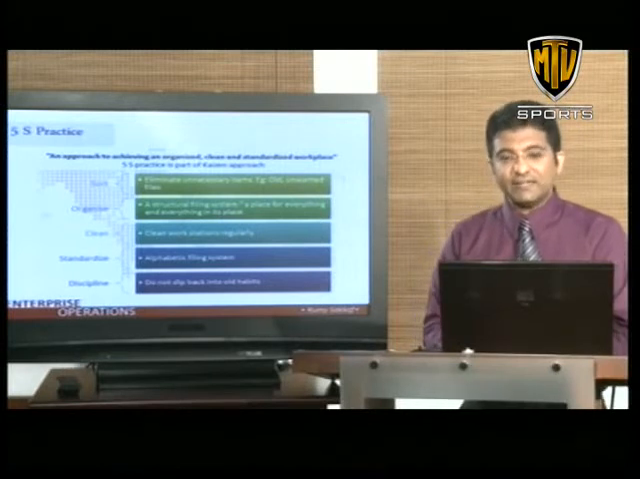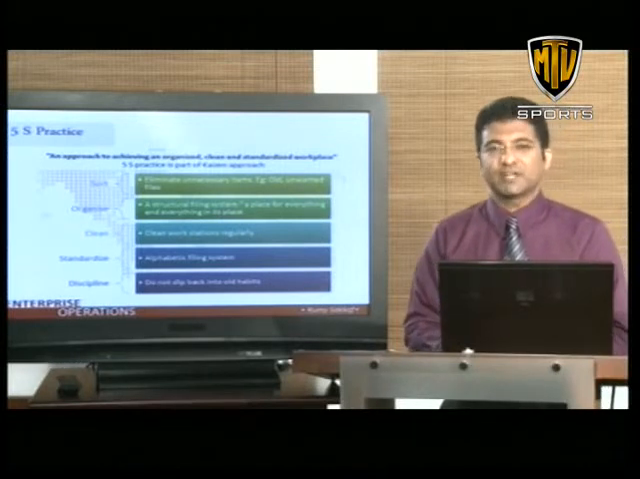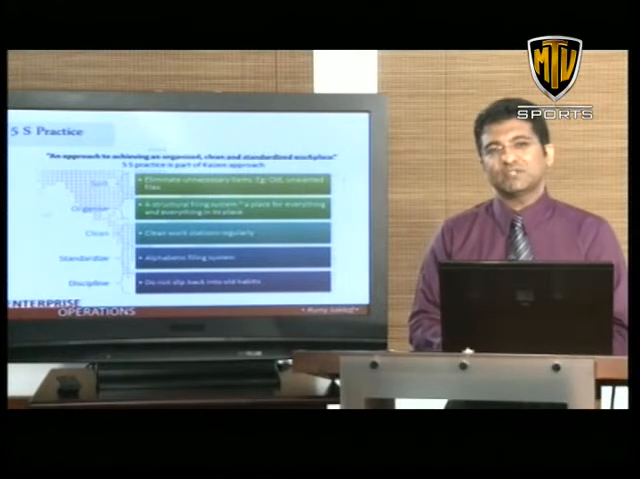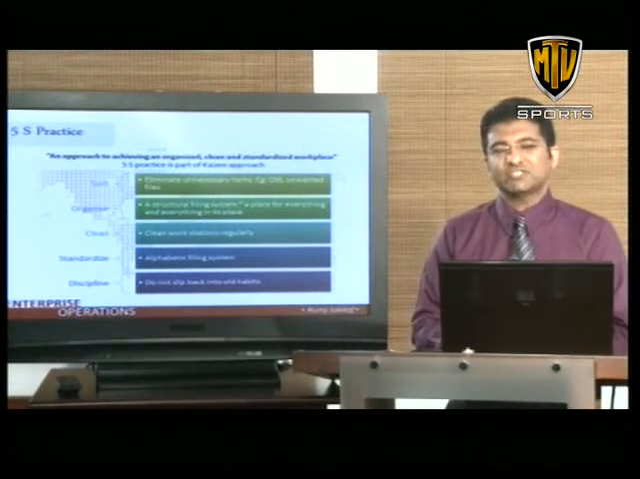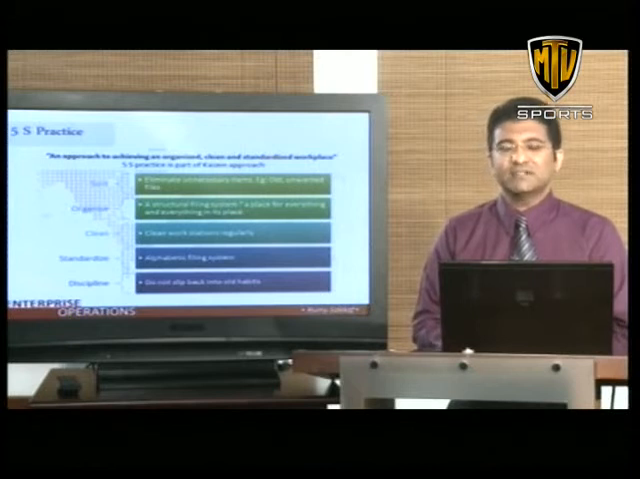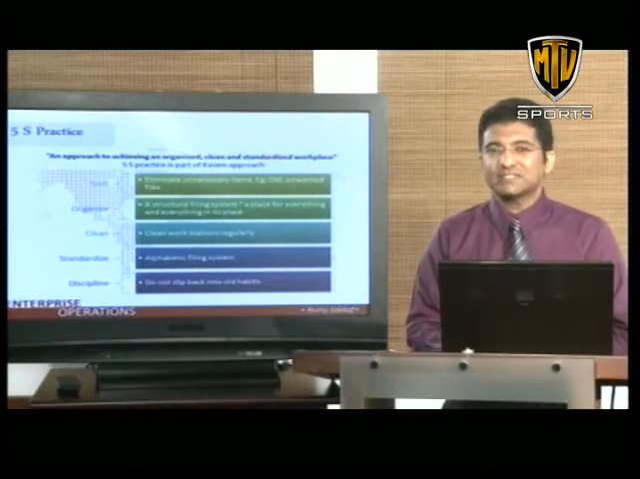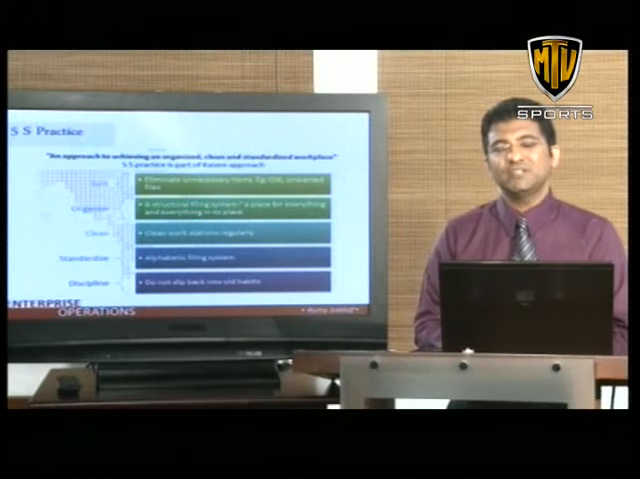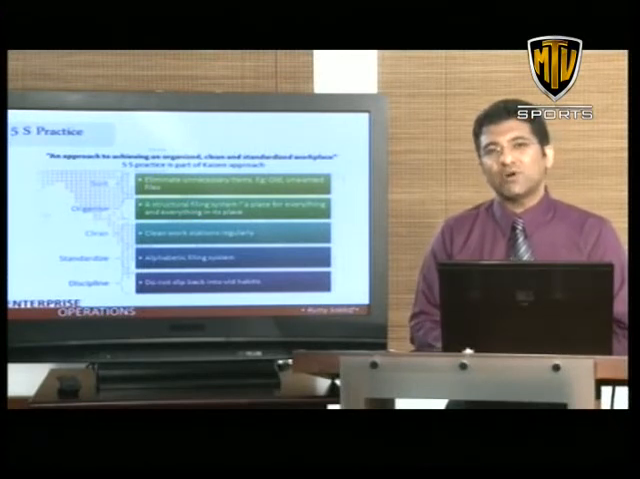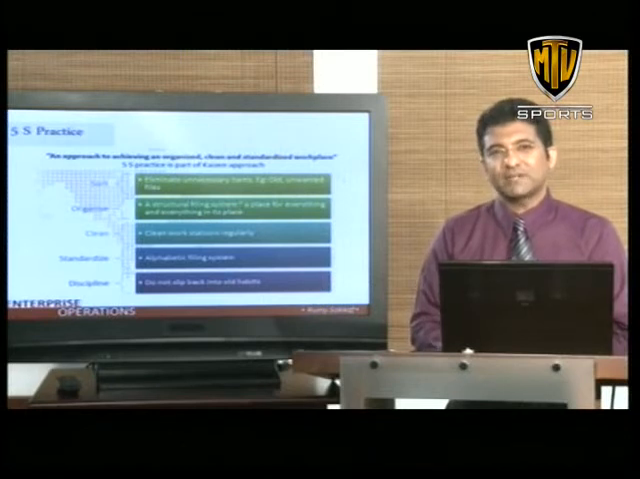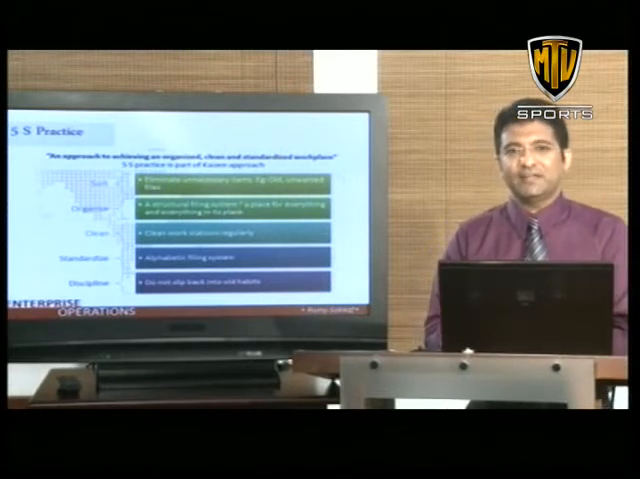Third is clean workstations regularly. Of course, it is a vital element that the workstation should be clean and orderly, because in certain situations outsiders come into your organization, or even your own colleagues come into your department, and you need to have a clean area.